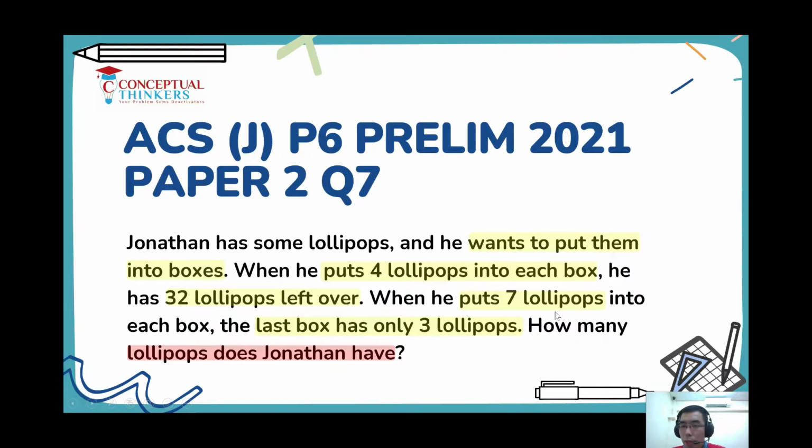When he puts 7 lollipops into each box, the last box has only 3 lollipops. This means that after packing everything into boxes, the last one has only 3 lollipops inside, so he needs 4 more to make it full, and full means that box must have 7. This is actually a tricky phrase that we need to analyze, and it will determine how we draw our model.